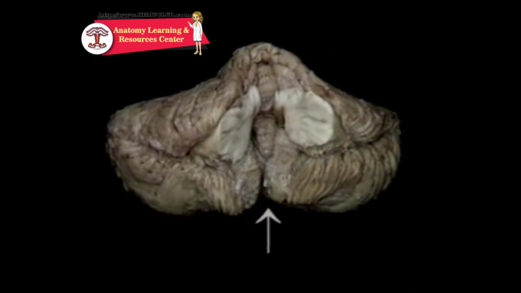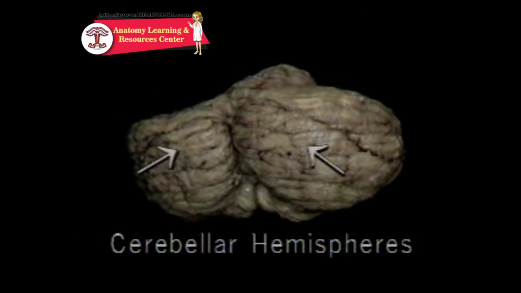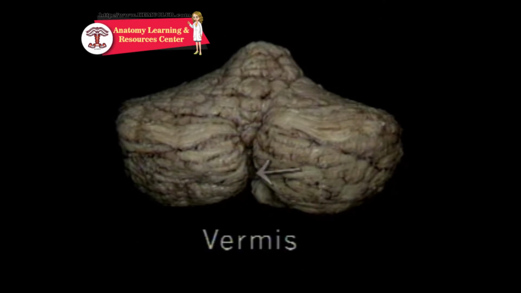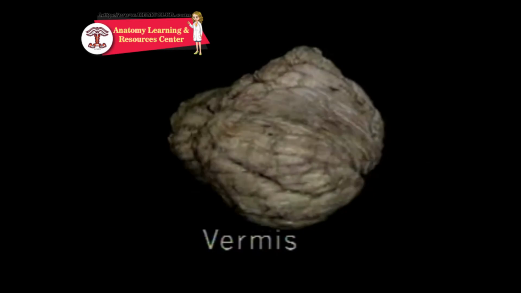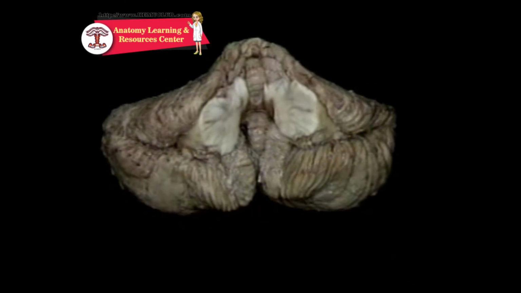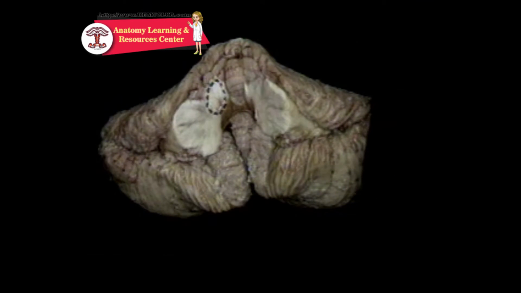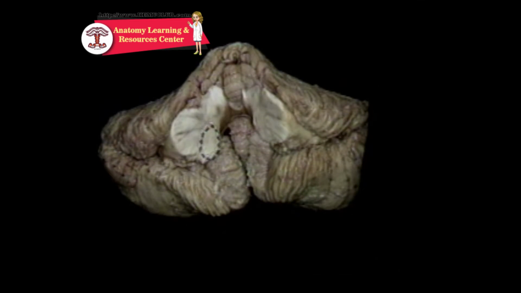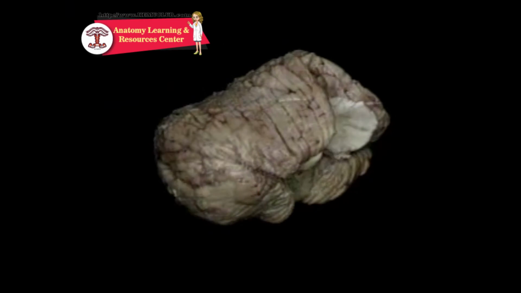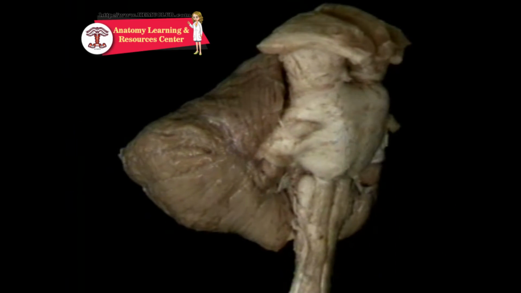A deep groove on the underside partially divides the cerebellum into two hemispheres. These are joined by this midline mass, the vermis, which extends all the way round from the top to the underside. Here are the divided cerebellar peduncles, the superior one from the midbrain, the inferior one from the medulla, and the middle one. As we've seen, the middle cerebellar peduncle becomes continuous with the pons.